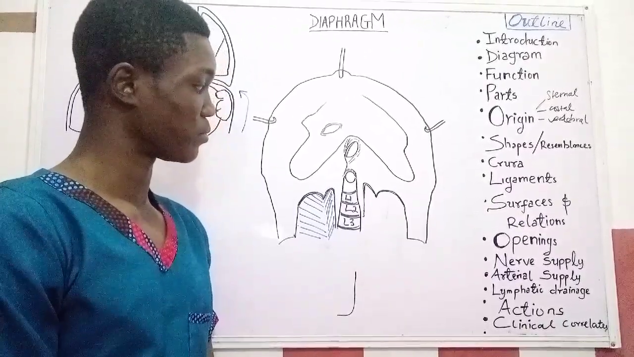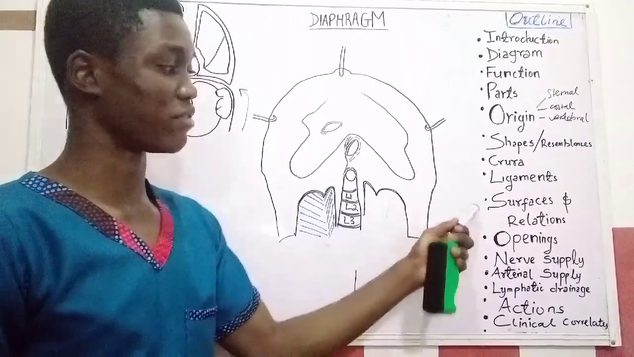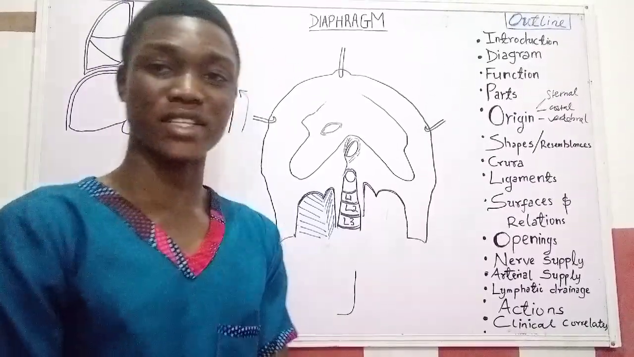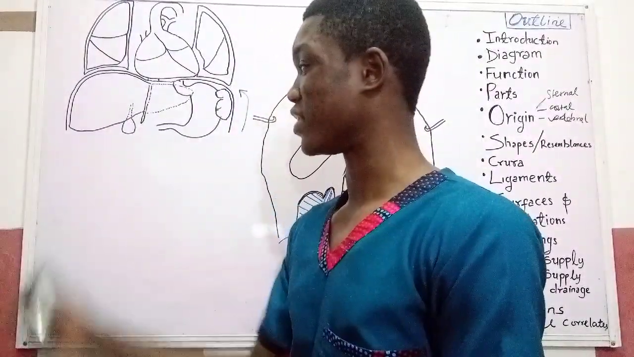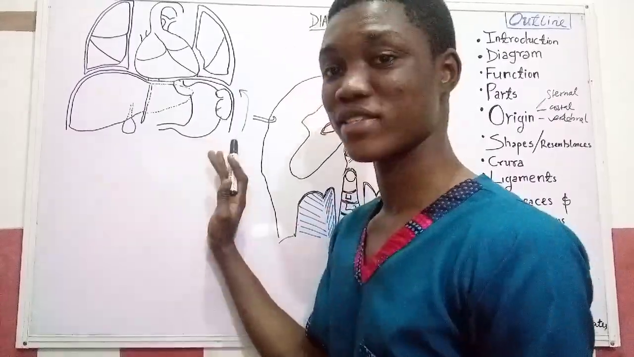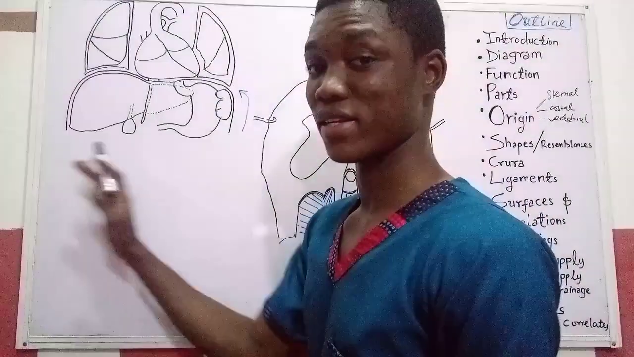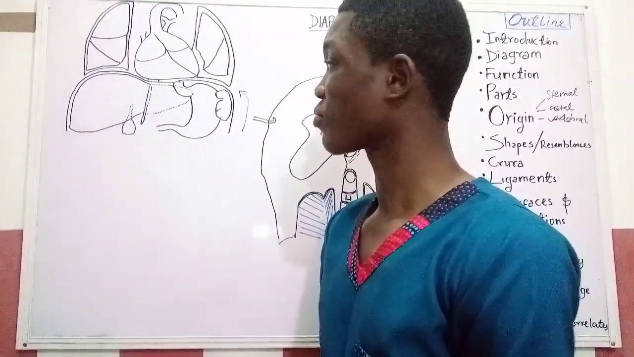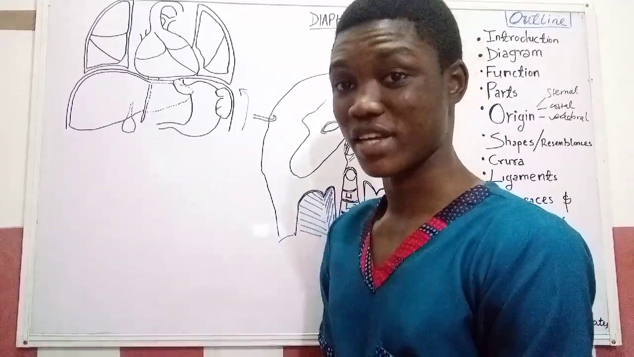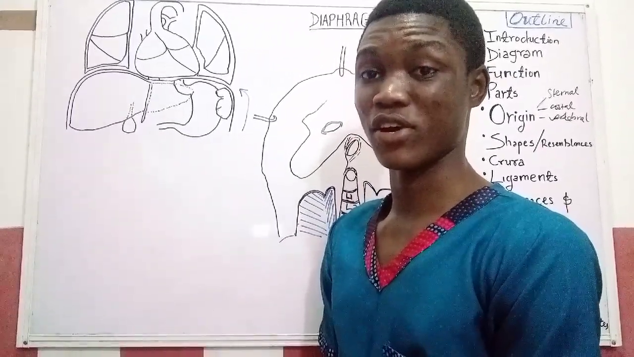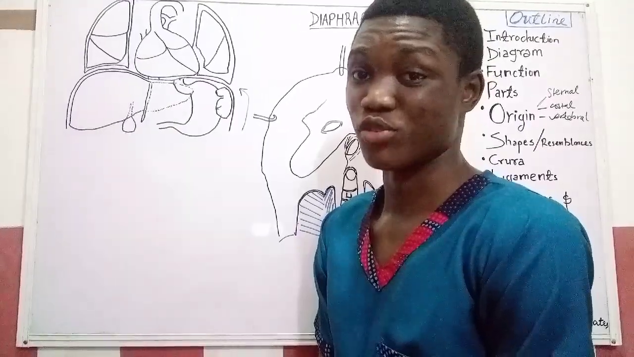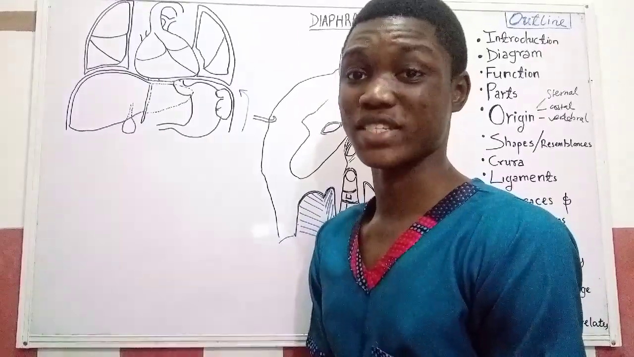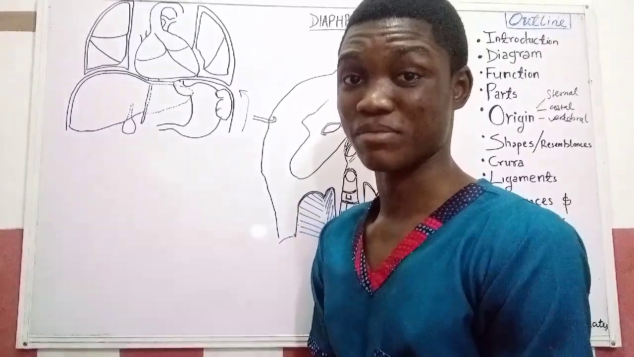Okay, so the next here is the surfaces and the relations of the diaphragm, and for this we want to use this diagram here. So this is the right and this is the left. So we have two surfaces of the diaphragm. We have the upper surface, which is known as the superior or thoracic surface of the diaphragm, and we have the inferior surface, also known as the diaphragmatic surface of the diaphragm.